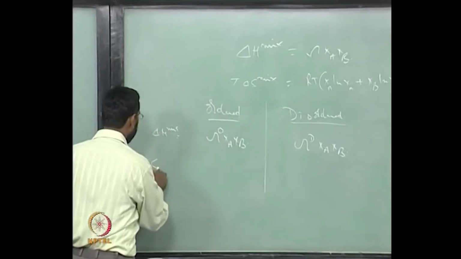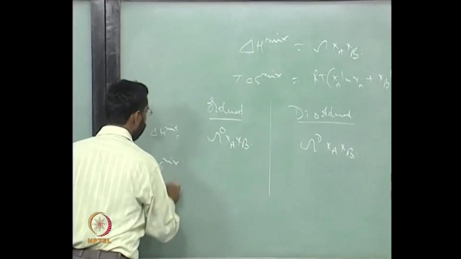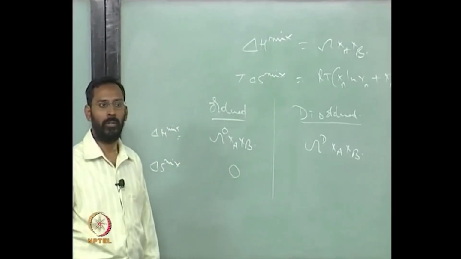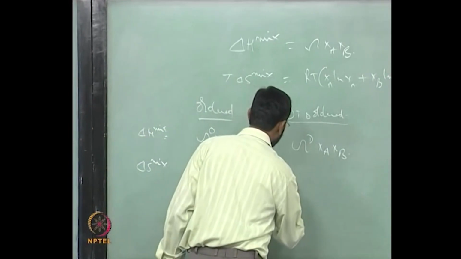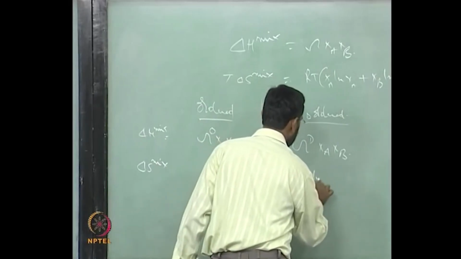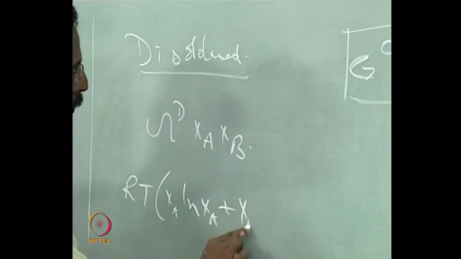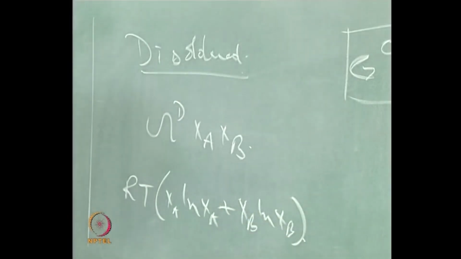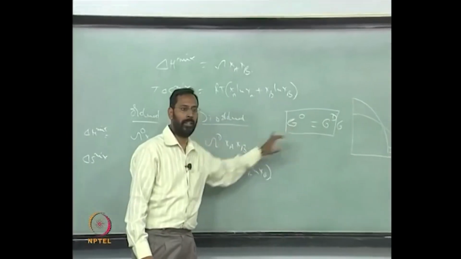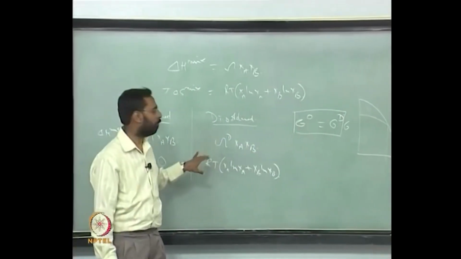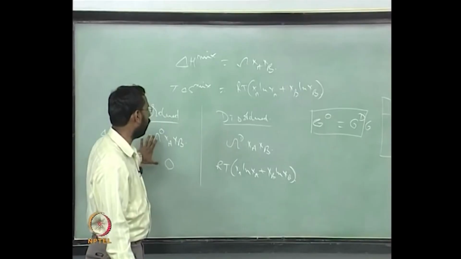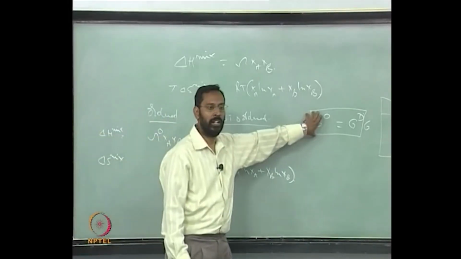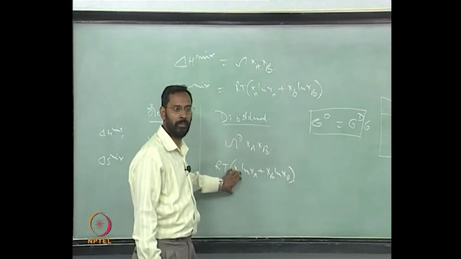And when I am talking of delta S mixing term for the ordered, if it is perfectly ordered, this is 0, and for the disordered this is RT (XA ln XA plus XB ln XB). This part, if you take it, then you can easily equate it. I think this part some of you have not considered. So, you have to consider that when it comes to the ordered case, only the delta H mixing term will be there in the G. In the disordered case you will have both.